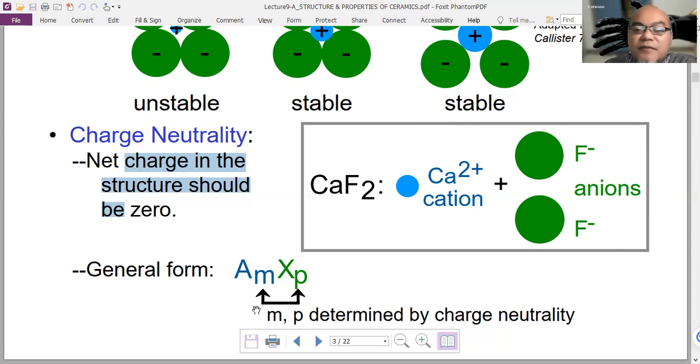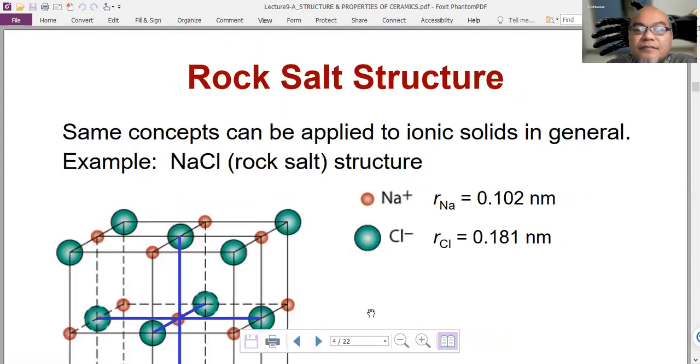So the general form will be AmXp, and the numbers m and p here will be determined by charge neutrality. So this is what is important in ionic bonding. The crystalline structure itself, the same concept can be applied to ionic solids in general.